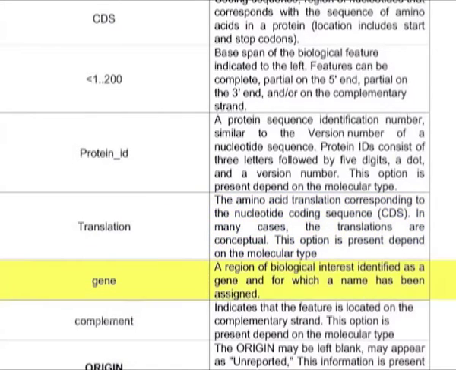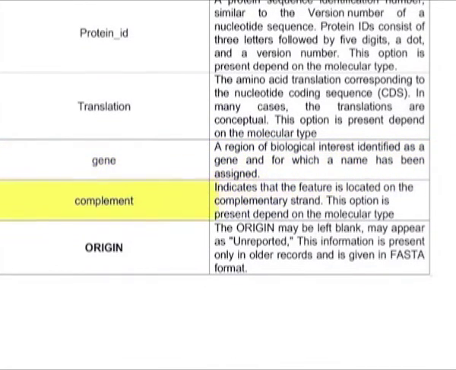Gene. This is a region of biological interest identified as a gene and for which a name has been assigned. The next field is complement. This indicates the feature that is located on the complementary strand. The next field is origin. The origin may be left blank, may appear as unreported. This information is present only in older records and is given in FASTA format.